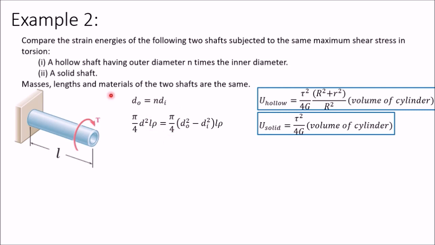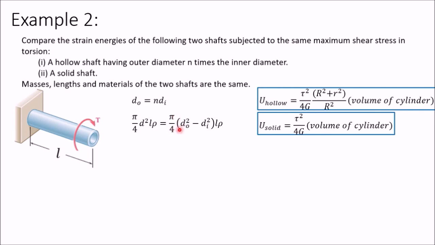And other condition is given, masses are same for both hollow and solid shaft. So mass of solid shaft is volume into density. So volume is cross sectional area into length. Pi by 4 d square, d is the diameter of solid shaft, is cross sectional area of solid shaft. Into length is volume. So pi by 4 d square L is volume, into density, which I have taken as rho.